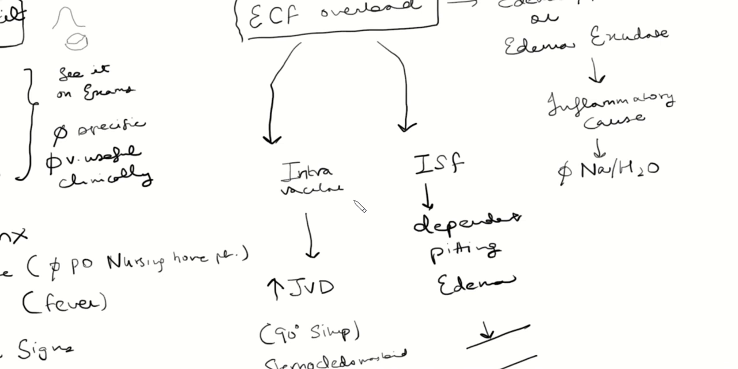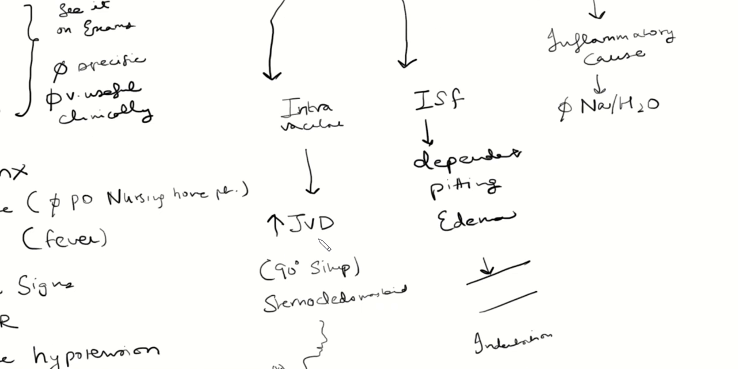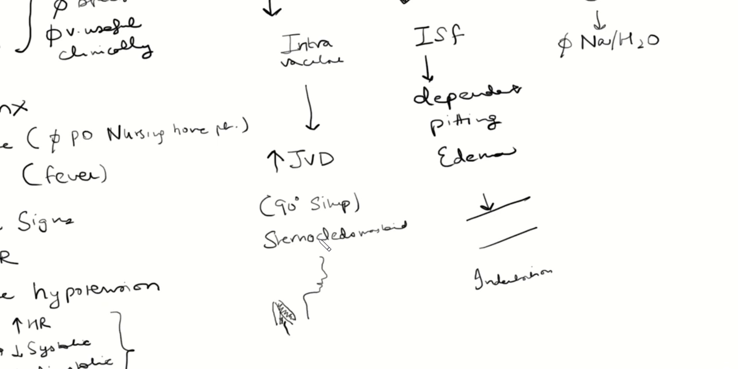Well, ECF also has the vascular space. So if they have increased jugular venous distension, what's that? So again, in textbooks, you're going to read 45 degrees and do this, and then take a ruler and so on.